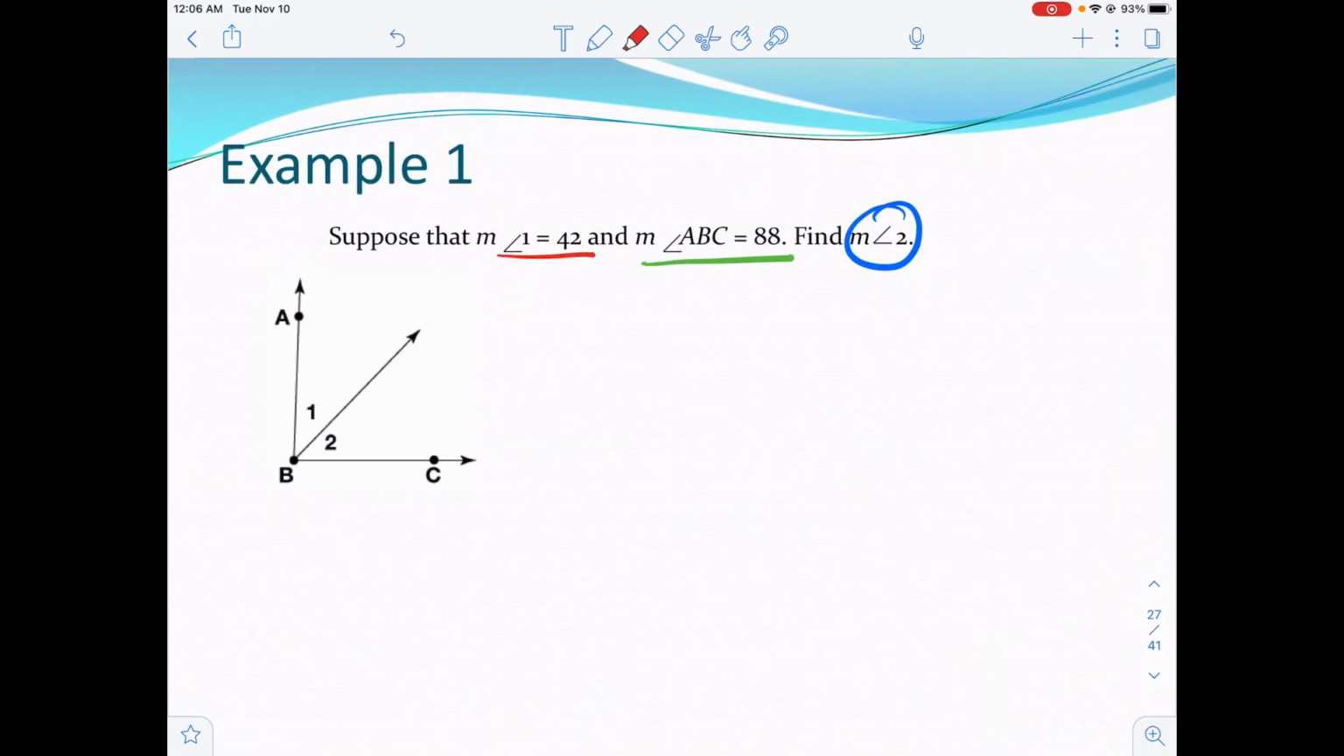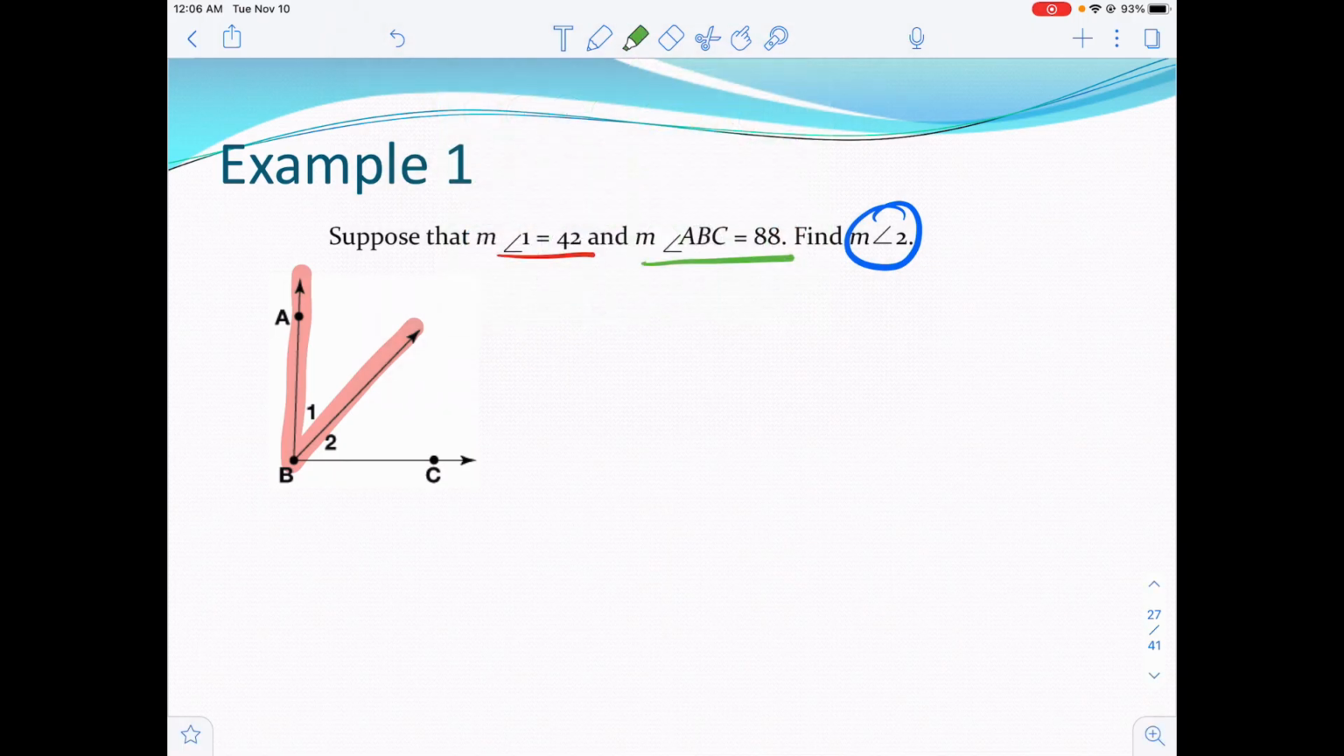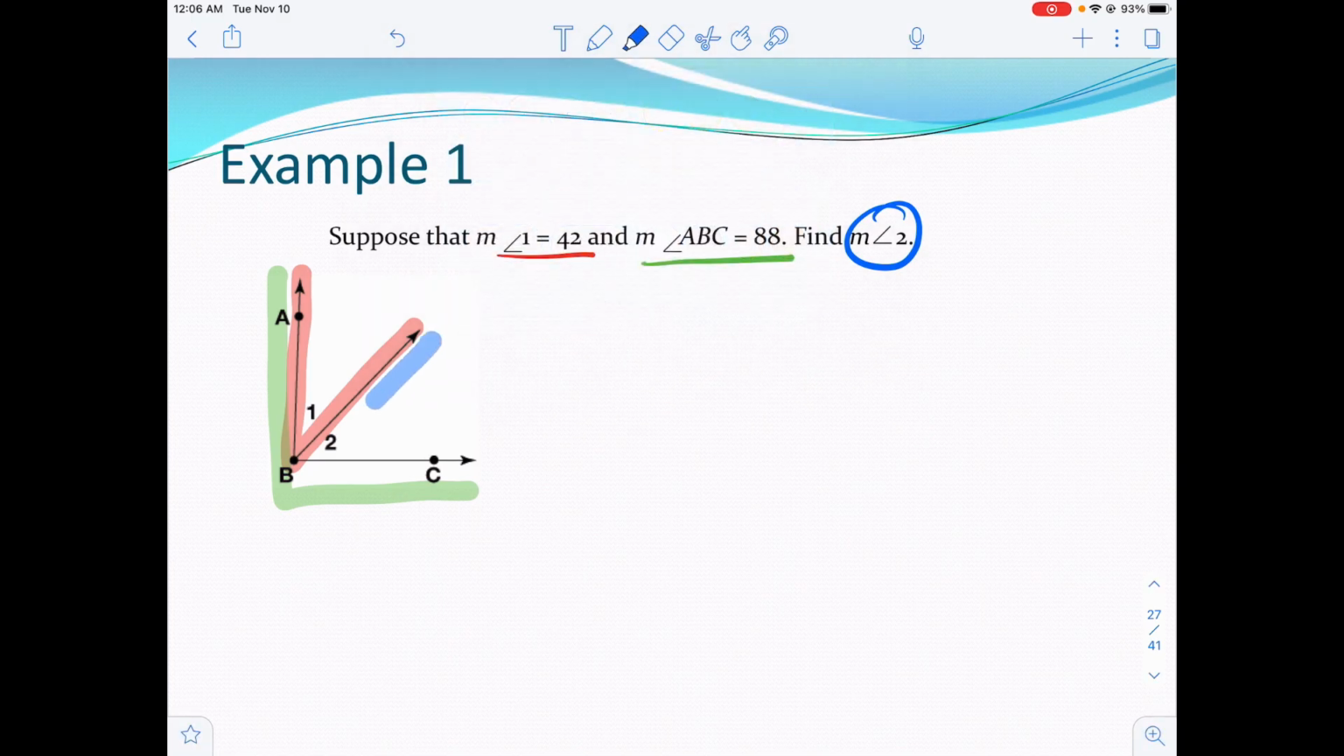Notice I already started color coordinating, and that's why using highlighters is so important. I'm going to go ahead and just highlight this guy, angle 1, red. And the measure of angle ABC, green, since I've already hit it up with that. And the measure of angle 2, I'm going to hit it up with the blue. Now, remember, we always want to start with the geometry part, and I'm going to help you with that, and then I'm going to ask you to press pause so you can solve the rest of it.